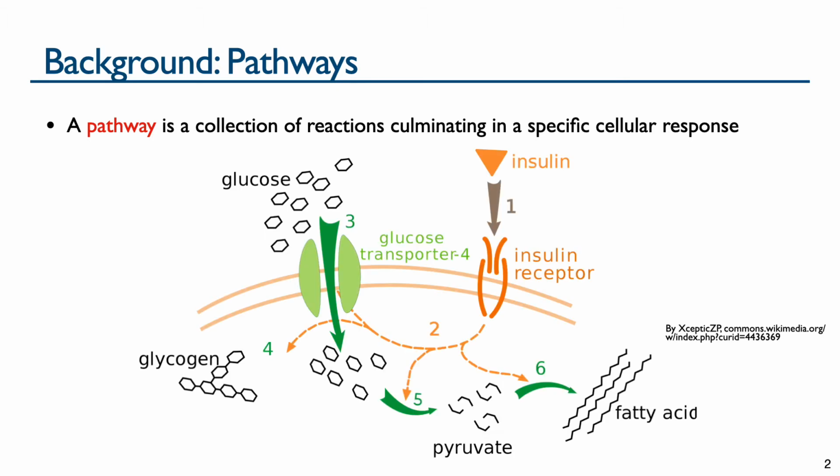response. A simple example is the insulin pathway, which results in the storage of blood glucose in the cell. First, insulin docks over here on the right in the insulin receptor, which causes a cascade of internal reactions, here notated by 2, opening the glucose transporter, notated by 3. This allows glucose from the bloodstream into the cell, where it can be stored as glycogen or converted into fatty acids, as shown by the reactions labeled 4, 5, and 6.